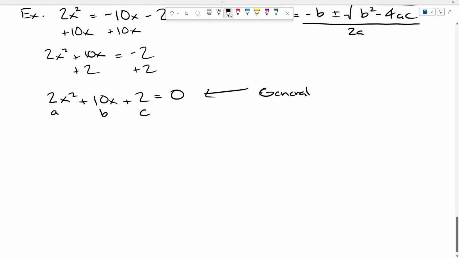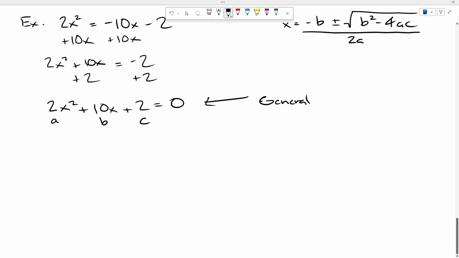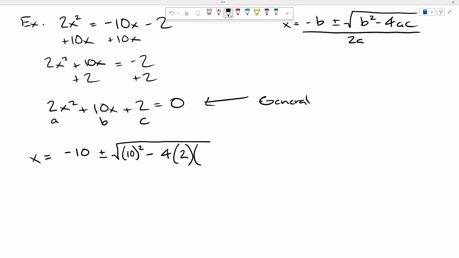Well, so you can still see it. All right, so we have x equals negative b, so our b is 10, so we'll be at negative 10 plus minus. And then we have b squared, so we have 10 squared minus 4 times a, which is 2, times c, which is 2. And that is over 2 times a, which is 2. Okay.